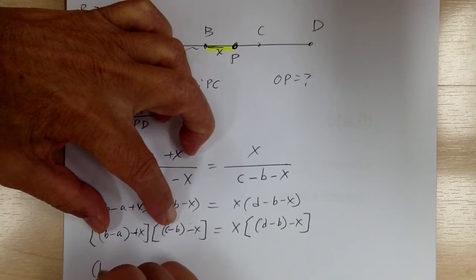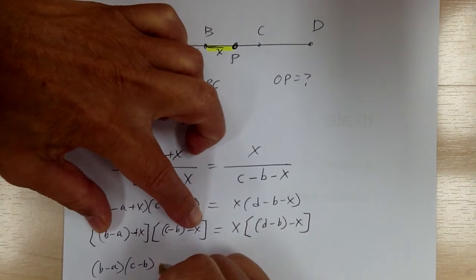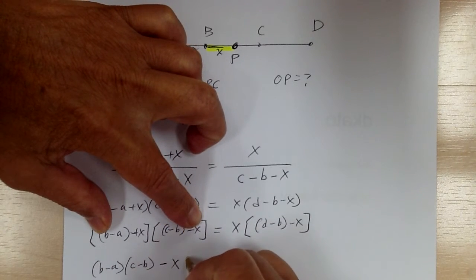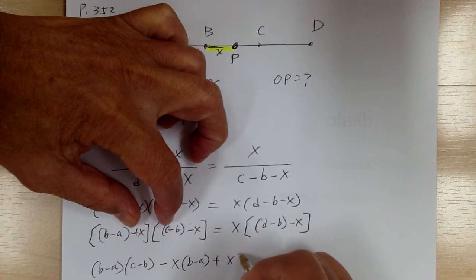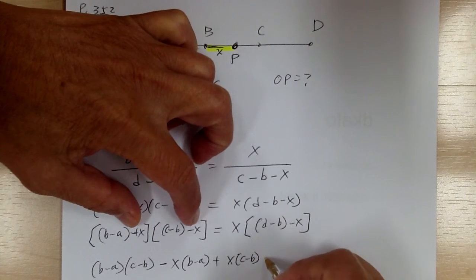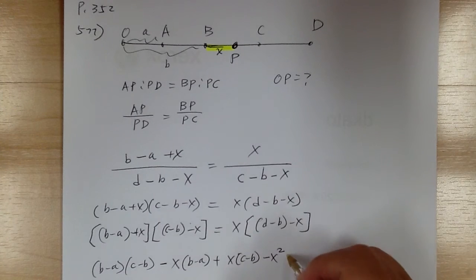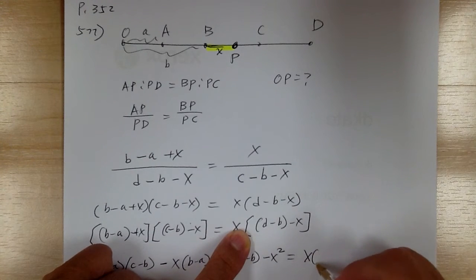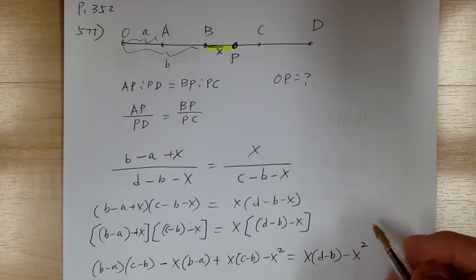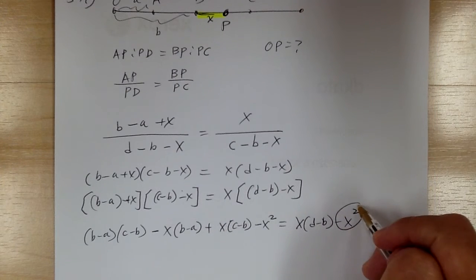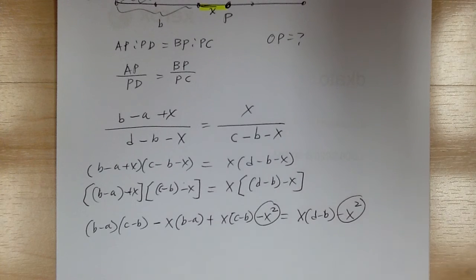The first term would be B minus A times C minus B. So F, O, I, and L. And this will equal, same thing over here, X times D minus B minus X squared. Now the minus X squared will cancel out. So this will cancel out.